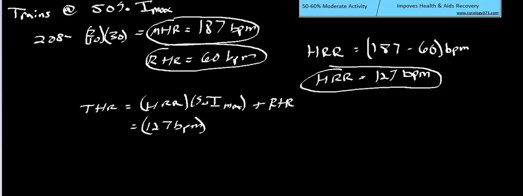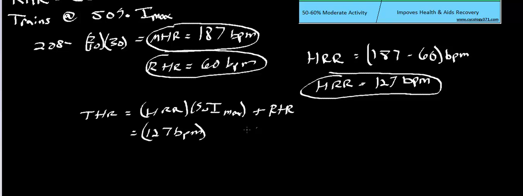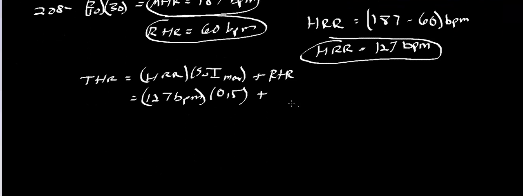What percentage of the maximum intensity is this person exercising at? At half of it, 50% or 0.5. And then we're going to add on the resting heart rate, which we said was 60 beats per minute. Let's figure out the target heart rate for this individual. So it's going to be 127 times 0.5 plus 60. I'm getting 123.5. I'm going to round that ultimately to 124 beats per minute.